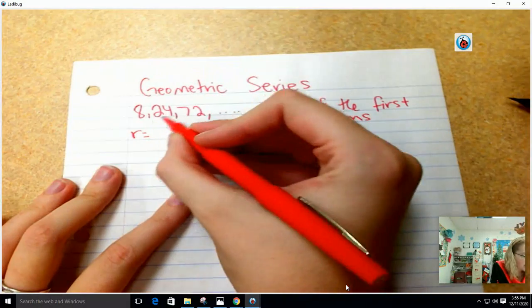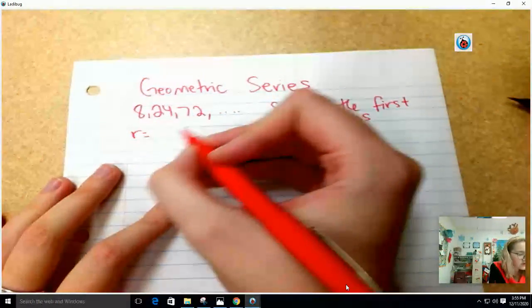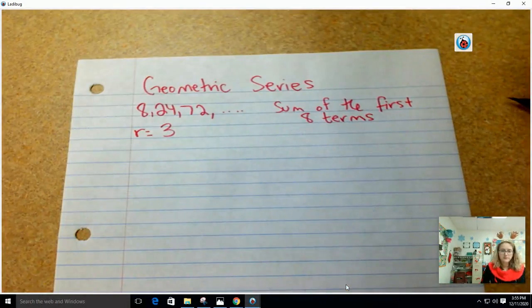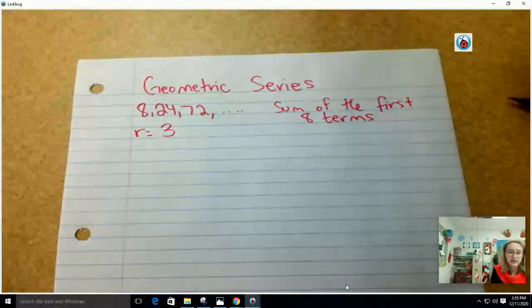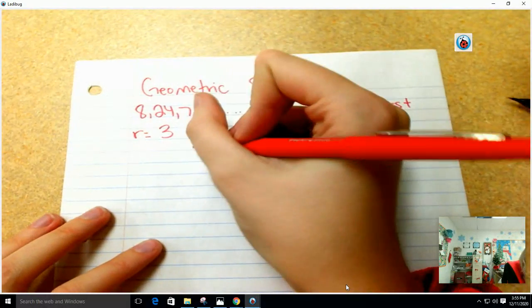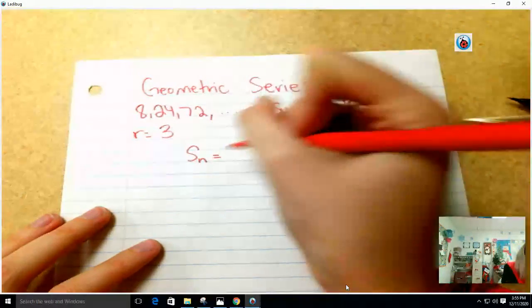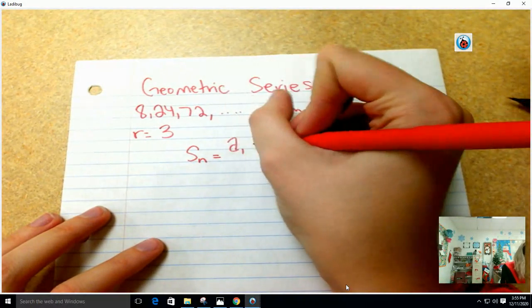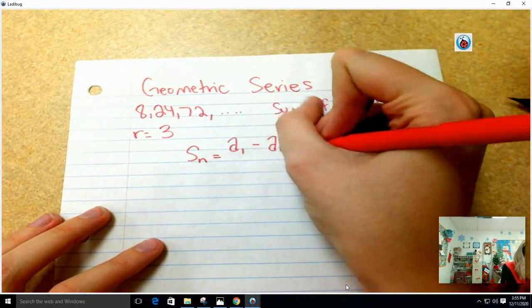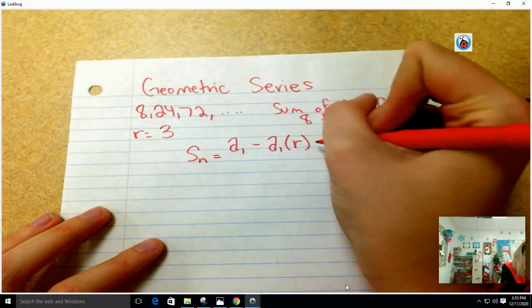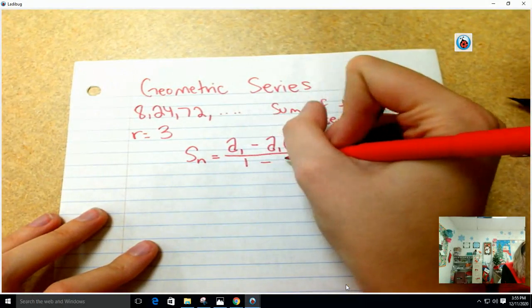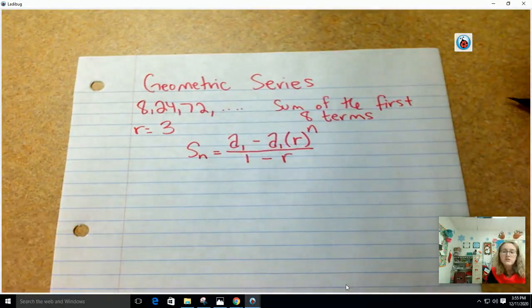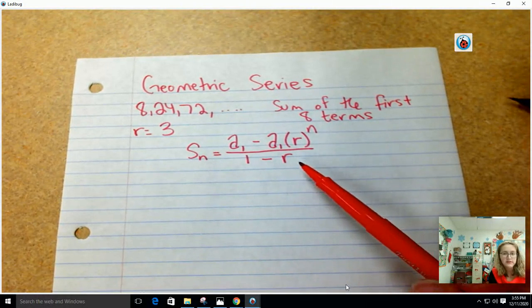So 8 times 3 is going to give me 24, and 24 times 3 is also going to give me 72. So my common ratio is 3. Once I know that, I'm pretty much ready to go ahead and use my formula for geometric sums. So the formula for that is S sub n is equal to a sub 1 minus a sub 1 times r to the n over 1 minus r. So please make sure you are writing down these formulas and keeping them organized.